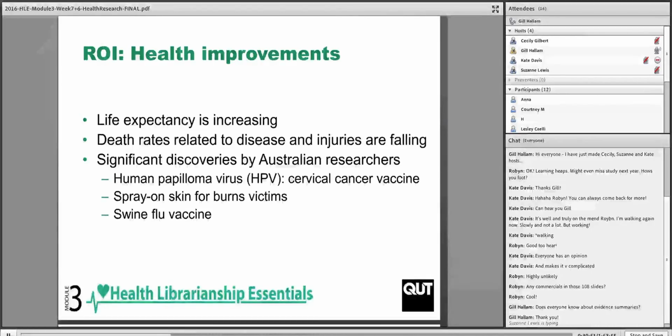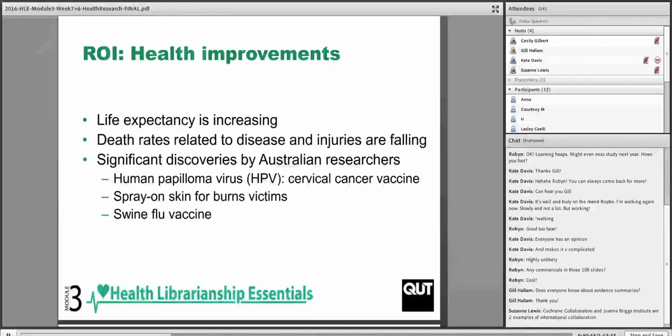So just dropping back to the actual ROI, the return on investment in terms of health improvements, we can probably say that life expectancy is continuing to increase and that death rates related to disease and injuries are falling.